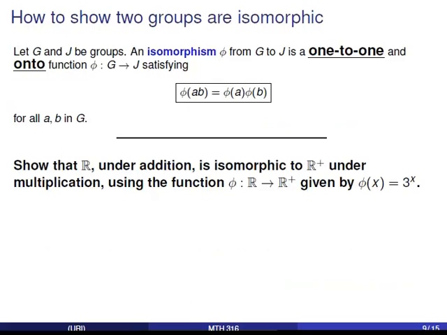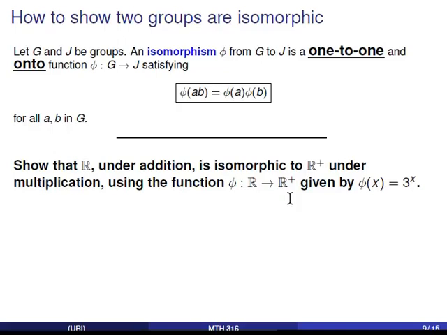We will answer this question in the situation where we are given an isomorphism. Let's suppose that we are given a function phi mapping a group G to a group J, and we want to prove that it is an isomorphism. For instance, let's suppose specifically that we are asked to show that the map phi of x equals 3 to the x is an isomorphism from the group R of real numbers under addition to the group R plus of positive real numbers under multiplication. How do we show that this is an isomorphism?